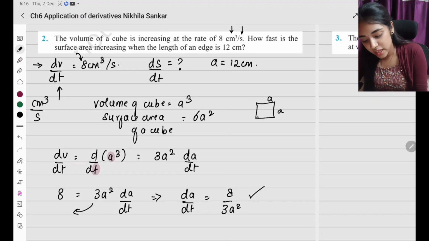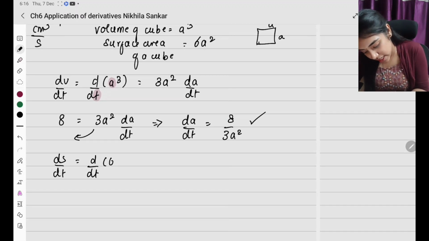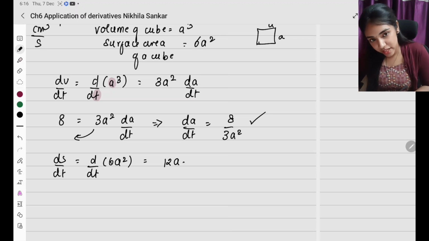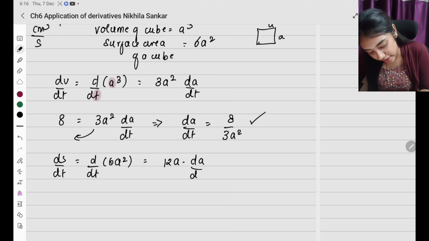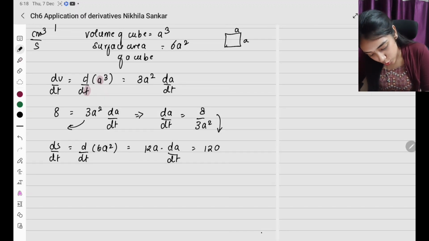Now I need to find my dS divided by dt. So dS divided by dt equals d by dt of surface area 6a square. When I differentiate this, I have 12a times, the variable of differentiation is t, so dA divided by dt. So I can substitute the value of dA by dt from here. So I have 12a times 8 divided by 3a square.